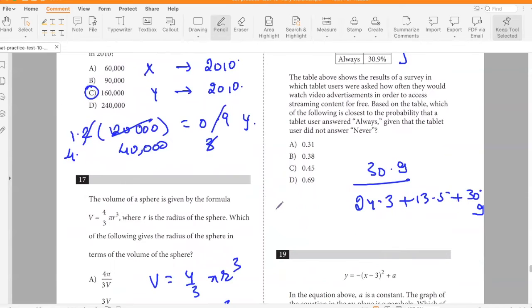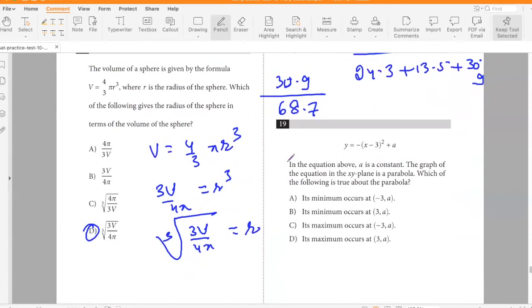So that would be 30.9 divided by 5 and 3, 8 and 9, 17, carry 1, 4 and 1, 5 and 3, 8, 2 and 1, 3 and 3, 6. So 30.9 by 68.7. Let's plug that in. So that comes to 0.45, option C.